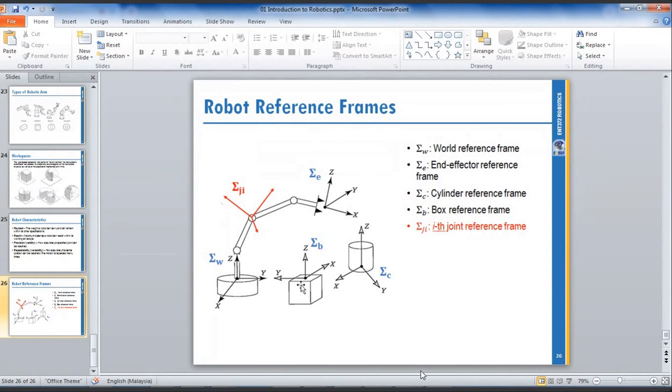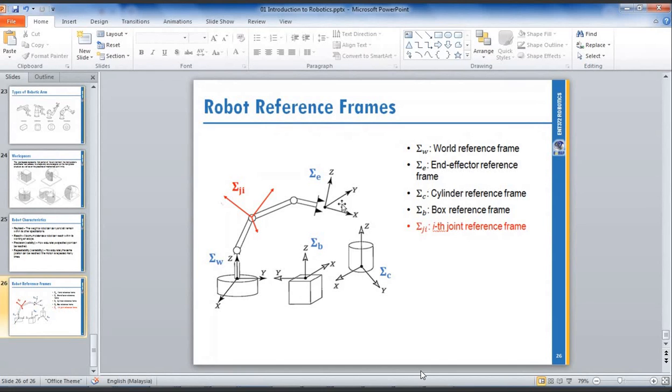Same for the square box. You can see the X and Y. Y is the same direction, but X is slightly different. This information comes from the camera, which captures the image orientation and informs the robot. So the robot now knows how to manipulate the object because it already knows the orientation of the object.